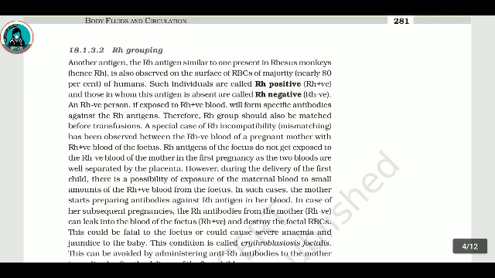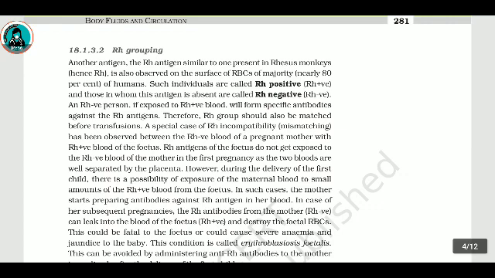A special case of Rh incompatibility has been observed between the Rh negative blood of a pregnant mother and the Rh positive blood of the fetus. Rh antigens of the fetus do not get exposed to the Rh negative blood of the mother in the first pregnancy, as the two bloods are well separated by the placenta. However, during the delivery of the first child, there is a possibility of exposure of the maternal blood to small amounts of the Rh positive blood from the fetus. In such cases, the mother starts preparing antibodies against the Rh antigen in her blood.